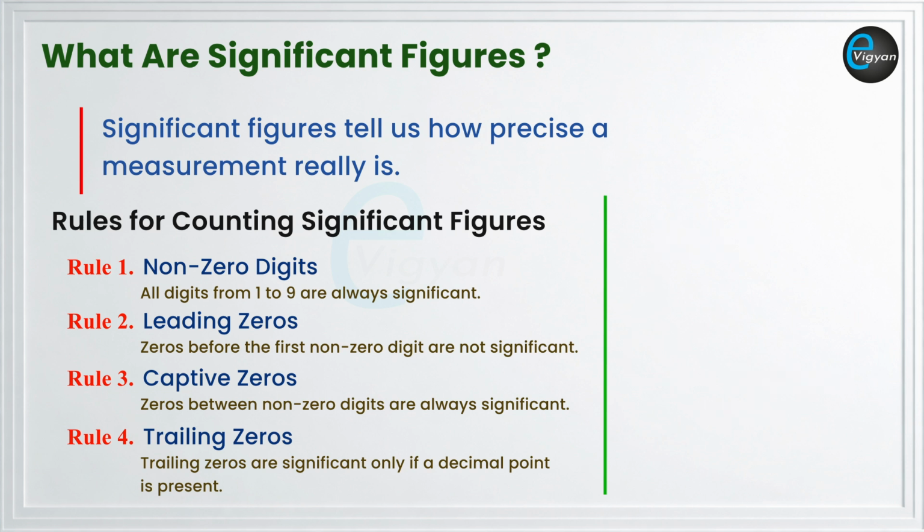In any measurement, the last digit is estimated. It represents uncertainty. For example, 23.4 mm. Here the digit 4 is estimated. This tells us how precise the measurement is.